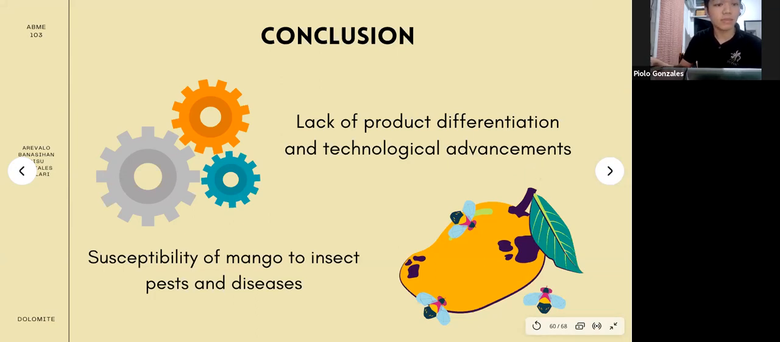Next is the susceptibility of mango to insects, pests, and diseases. Mango is prone to the attacks of insects, pests, and diseases, which lead to lower quantity and quality of yields. Hence, growers depend on chemical sprays to control them. This results in increased costs, which greatly affect the revenue of the growers. Furthermore, excessive usage of chemical sprays could be a hazard to both the environment and the workers. Next.